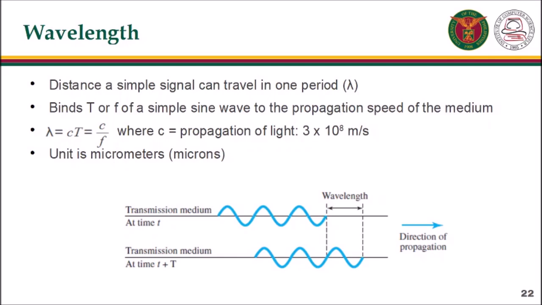In data communication, we often use wavelength to describe the transmission of light in an optical fiber. The wavelength is the distance a simple signal can travel in one period. The unit is micrometers or micron.